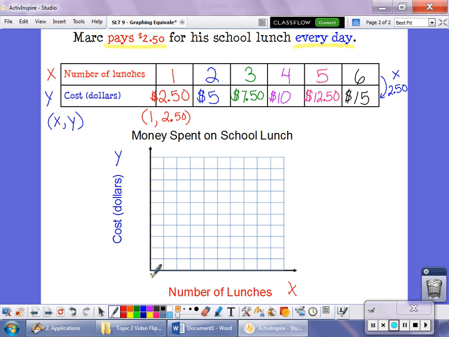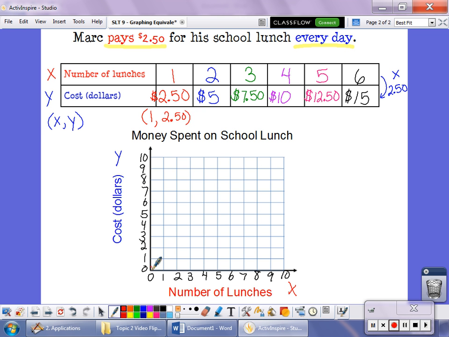Now again, before we put these on our graph, let's number our values so that we can find them easily when it comes to graphing. There's my x values. Here are my y values. 6, 7, 8, 9, 10. And we're going to create our ordered pairs. Now we already did the first one together. We said our x value is our number of lunches because that's on my x-axis. My y value is my cost, so we had this ordered pair 1, comma 2.50.